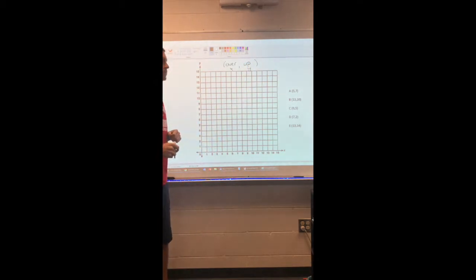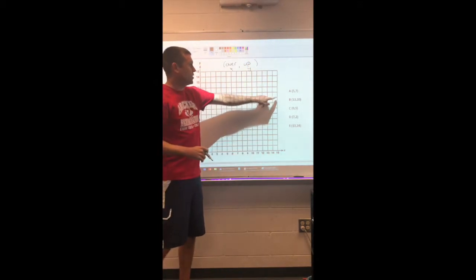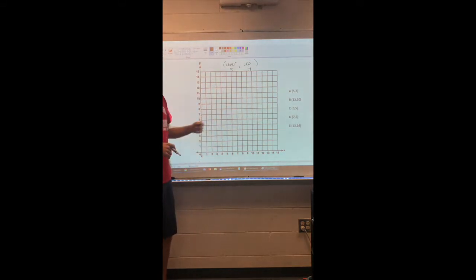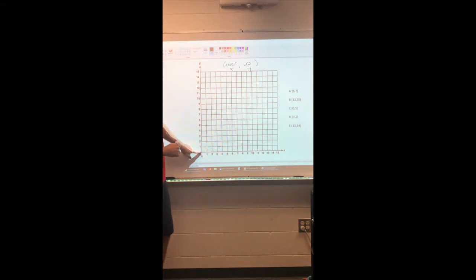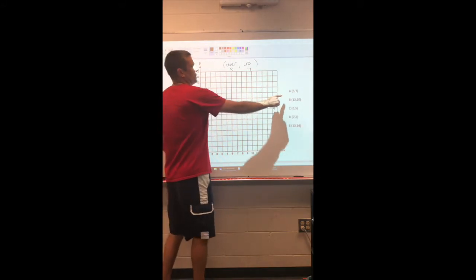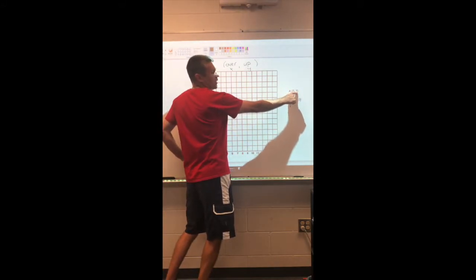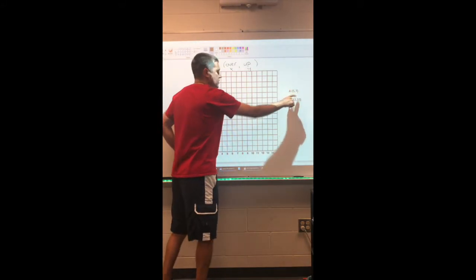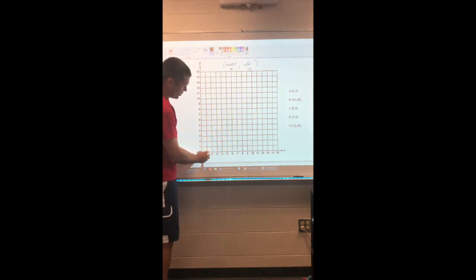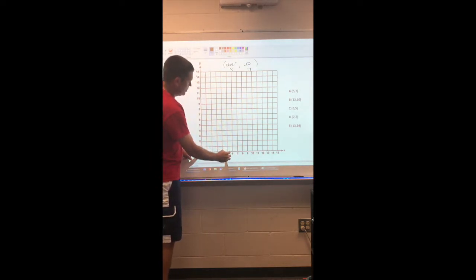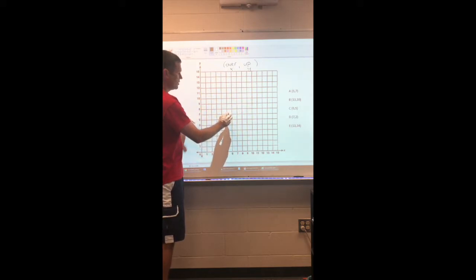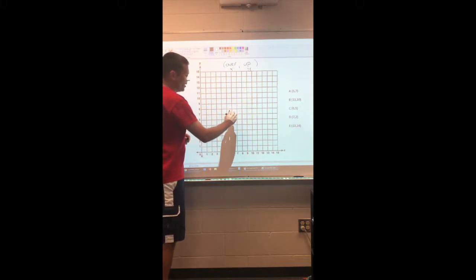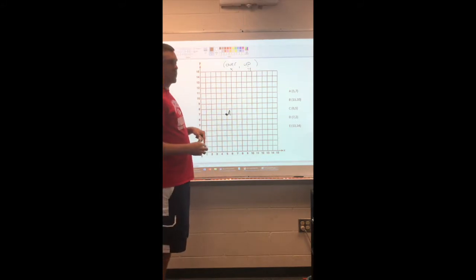So let's say I wanted to graph point A on this big, beautiful coordinate graph. I start at 0, 0, the origin, and it says point A is 5, 7. So that means 5 over and then 7 up. So we go over to the 5 and then up 1, 2, 3, 4, 5, 6, 7 to the 7. And that's where we'd put point A. So we'll do the same thing for the rest of them.